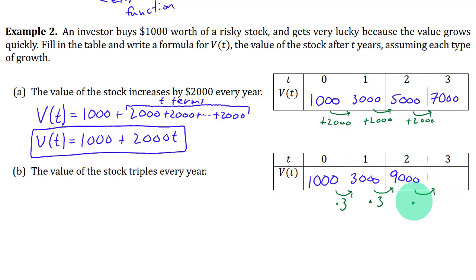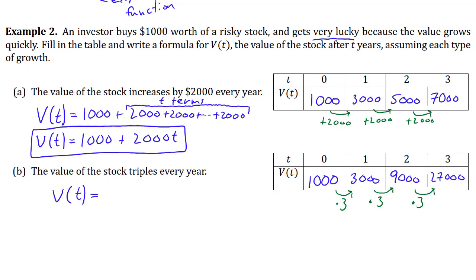And then what if it triples again? 9,000 times 3 is 27,000. Now we're really making money. So that is an extraordinary rate of return that you might be very lucky to get someday. But anyways, let's write a formula for this. How do you get these outputs using the number t here?